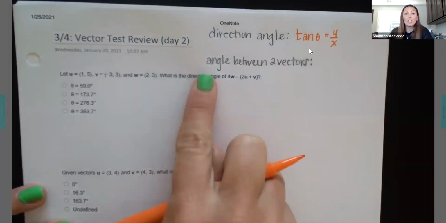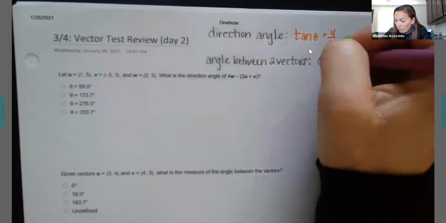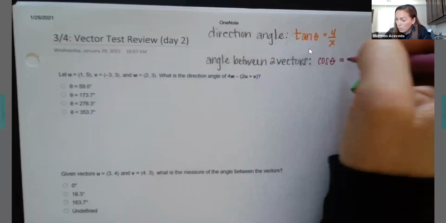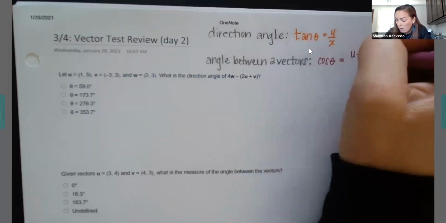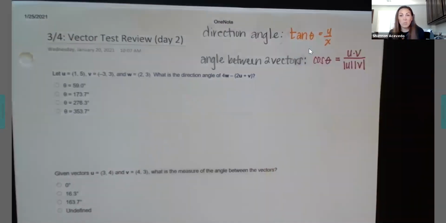Now, when you have two vectors, here are my two vectors, and I want to figure out the angle between the two vectors. That's when we use cosine of theta is equal to u dot v over the magnitude of u times the magnitude of v. I want to point out the differences, because sometimes people ask, when do I use tangent? When do I use the cosine one?